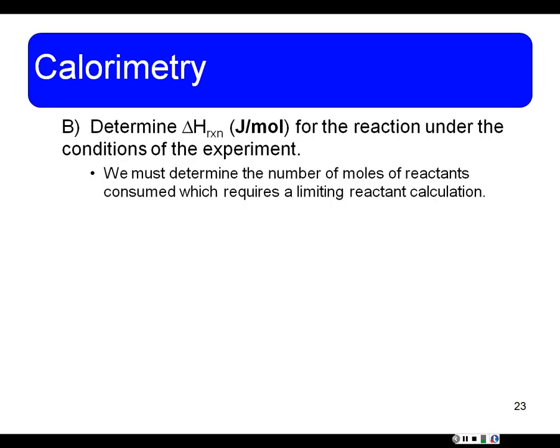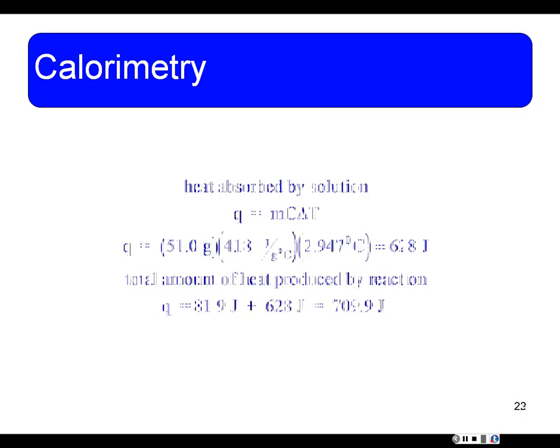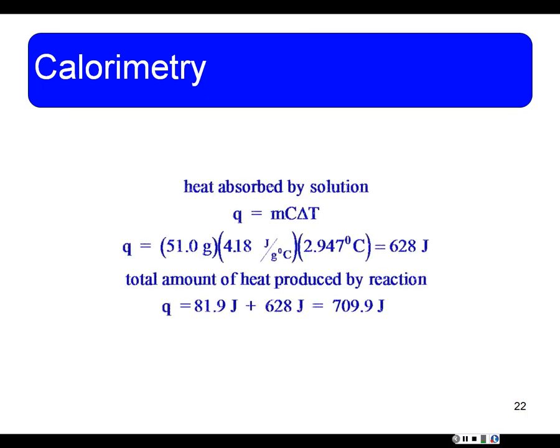we have to determine the number of moles of the limiting reactant. Then we're going to take that number, so don't forget our number here. We're going to use this 709 because that is our joules. So for our delta H, we're going to have 709.9 joules over moles. We just haven't determined the moles yet.